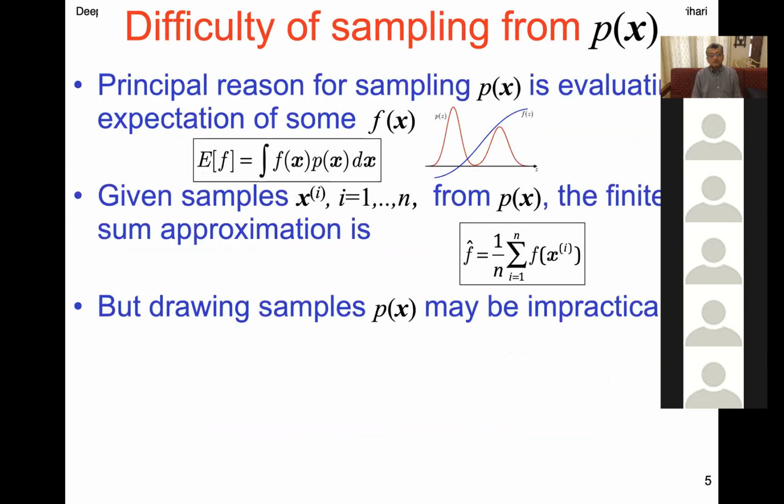All right, so now we're talking about the difficulty of sampling from P. So we kind of resort to this idea that drawing samples from P may be impractical. So we end up sampling from a Q.